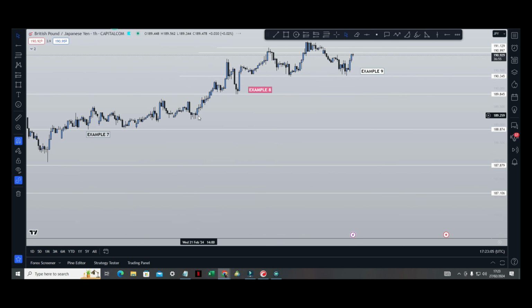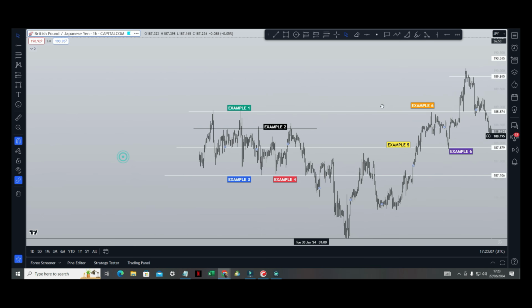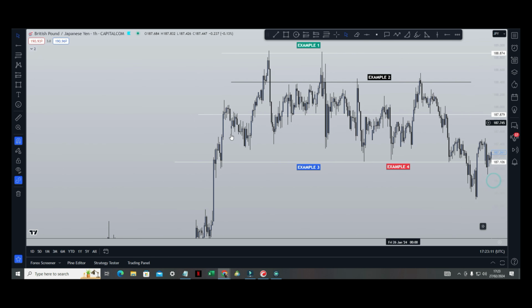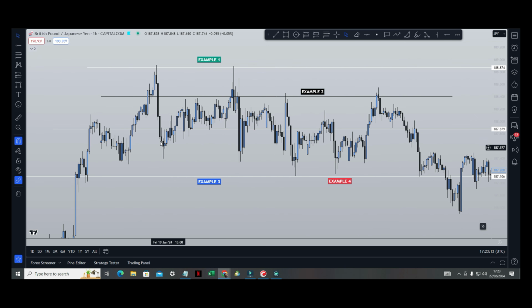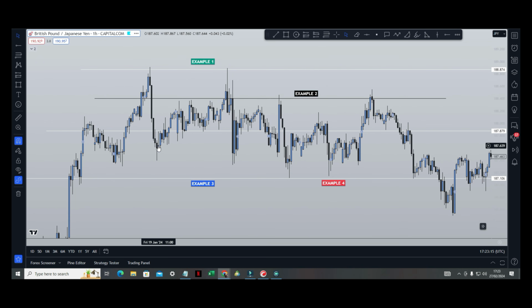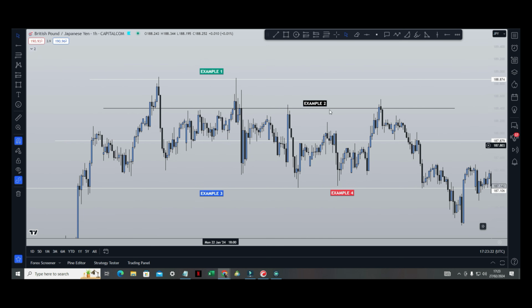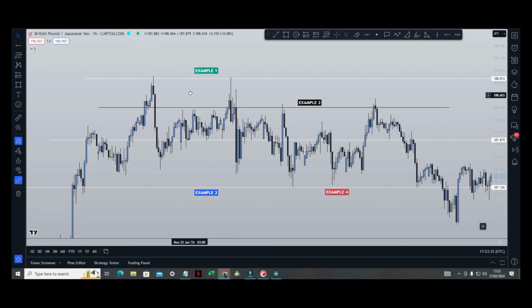Let's start from example 1, and let's break these down as we go along. So if we start from, let's say, Friday 19 January, so not too long ago. Now obviously these white lines I've drawn are the daily levels, on the 4 hour time frame. Now I've just come down to the 1 hour time frame.